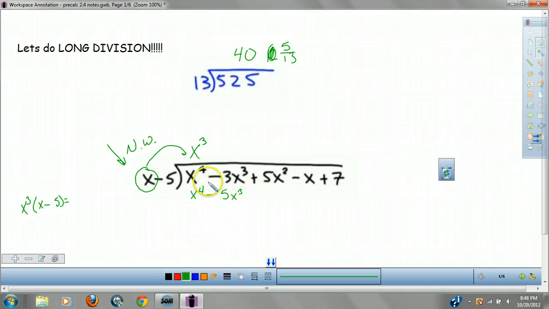Now for the tricky part, we have to subtract this beast. And when we subtract it, what happens to this negative? It's going to become a positive. So these cancel. We end up with 2x to the third. And then we have to bring down our next number, plus 5x squared.